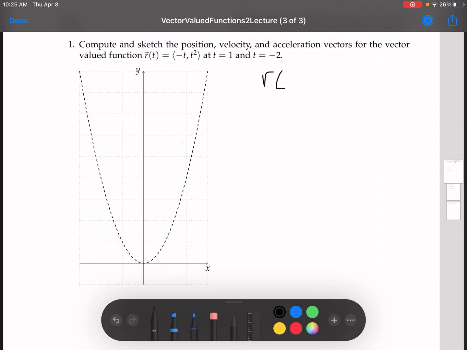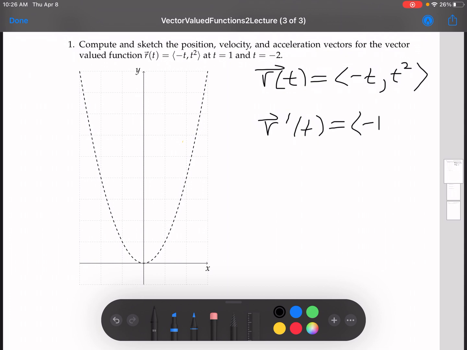let's first compute. Let's see, we have r of t is negative t, t squared. r prime of t is negative 1. So taking the derivative of each component separately, the derivative of the x component is negative 1. The derivative of the y component, t squared, we know is 2t. And then r double prime of t, the derivative of negative 1 is 0. The derivative of 2t is 2.